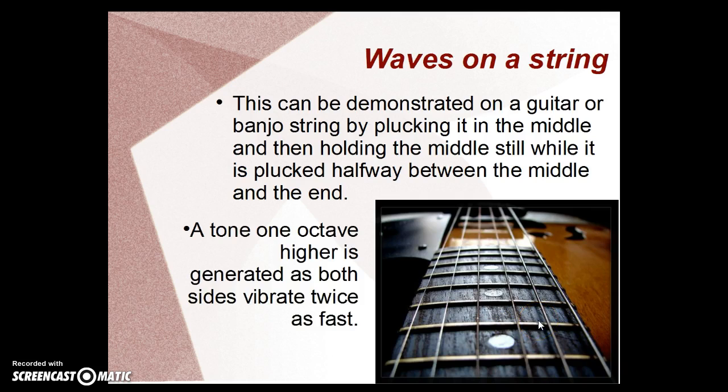A tone one octave higher is generated. Both sides are vibrating, but they're vibrating twice as fast. That's called the first overtone for those of you in music.